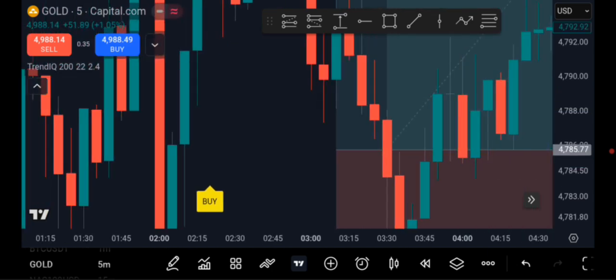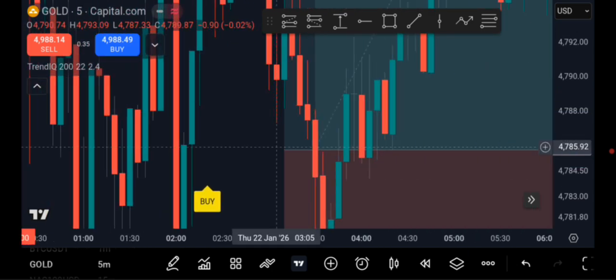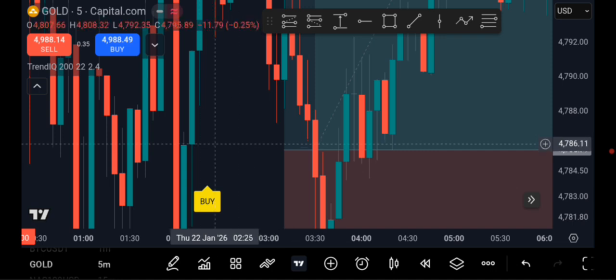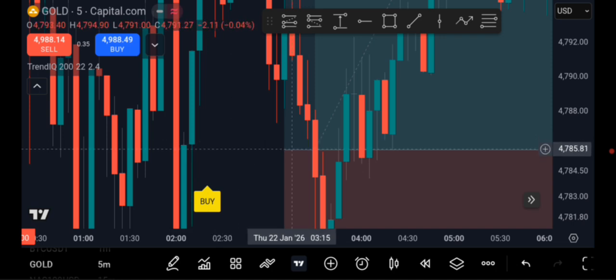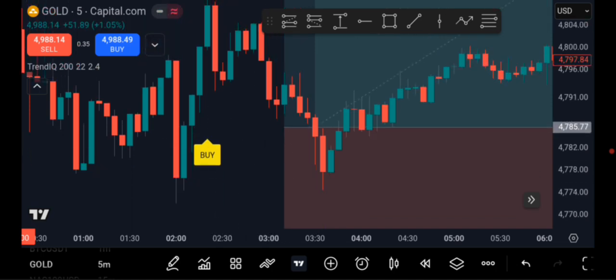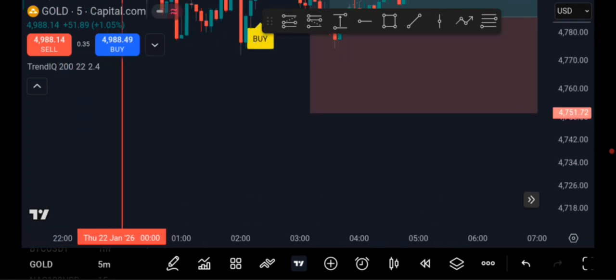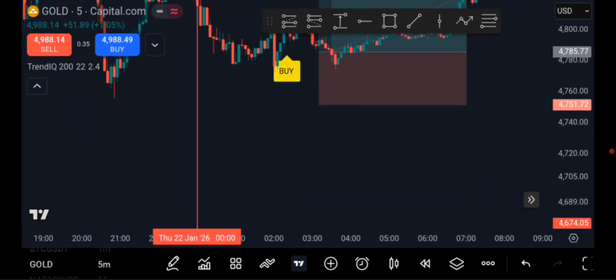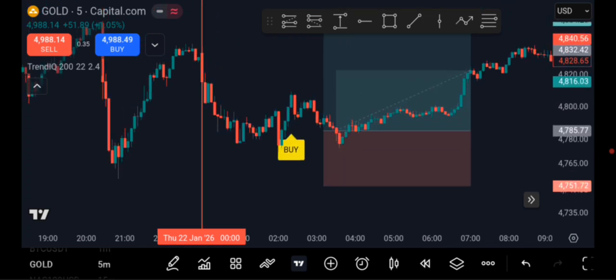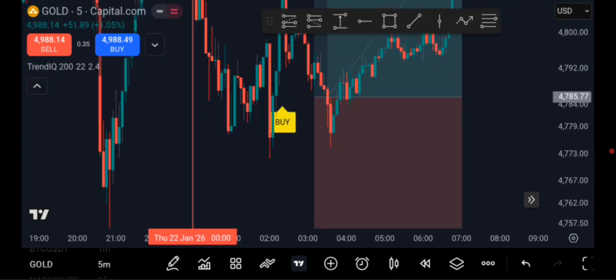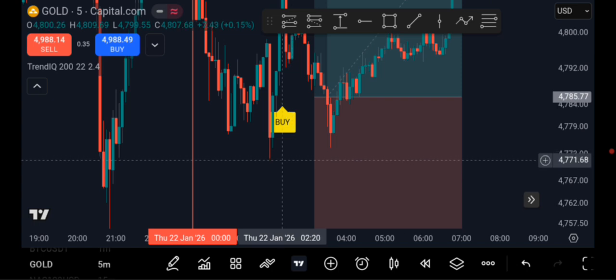So I placed my entry down here, at the body of this candle. For my stop loss, as you know, we target the last two lows. If you look at where I entered, this is my first low here. Just to make it easier, let me highlight it.